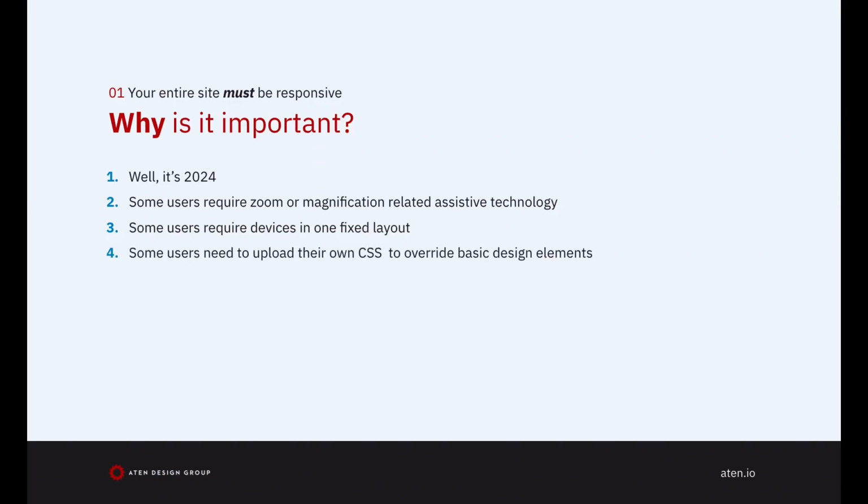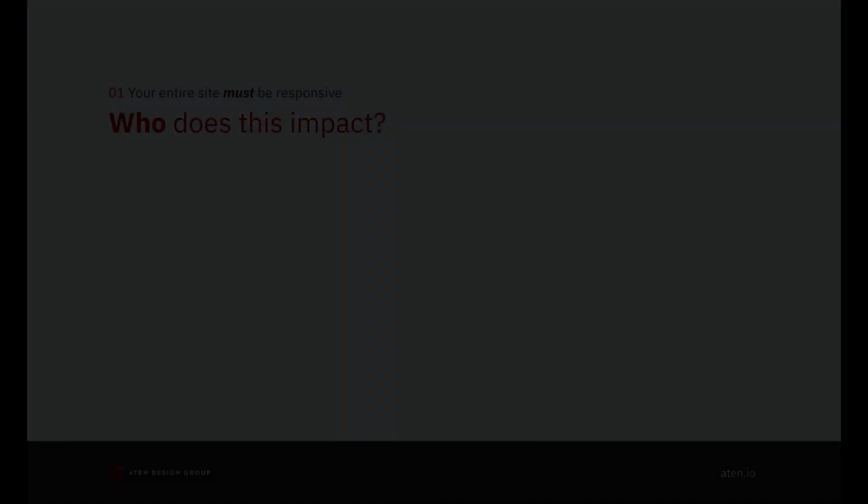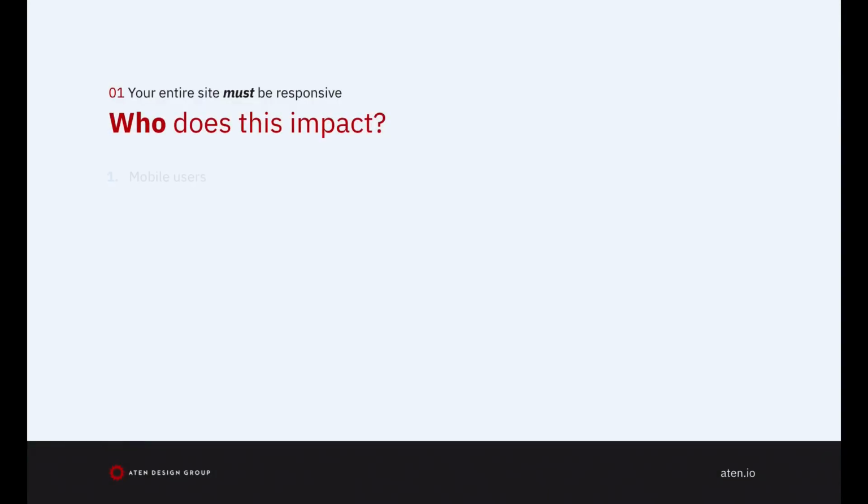And some users need to actually upload their own CSS files, which will now override your font family, your font choices, your font size, your colors, your background colors, and so on, to make it easy for them to actually read. So your design should be able to adapt easily without any horizontal scrolling, loss of information, or overlapping of content.